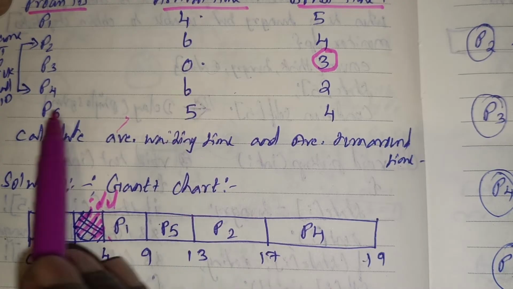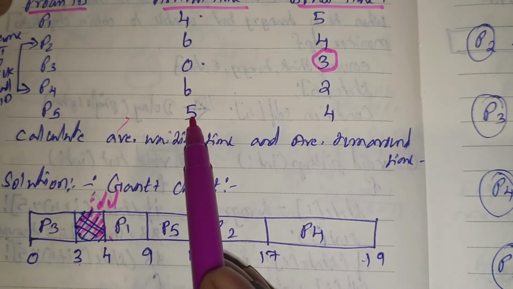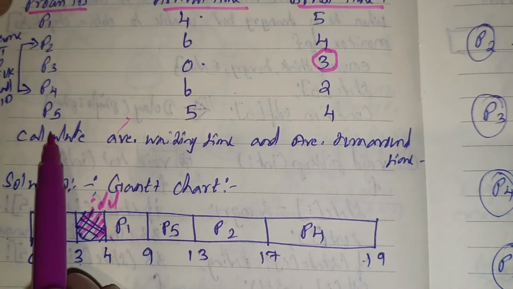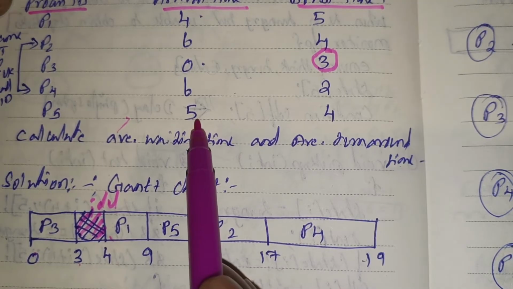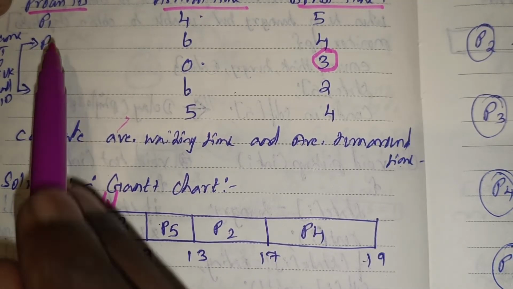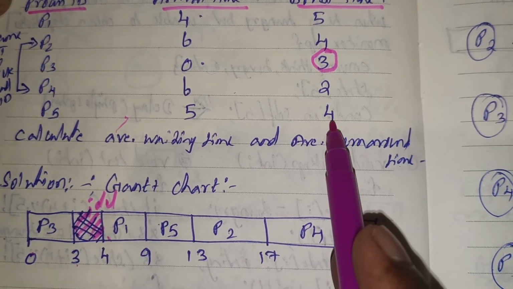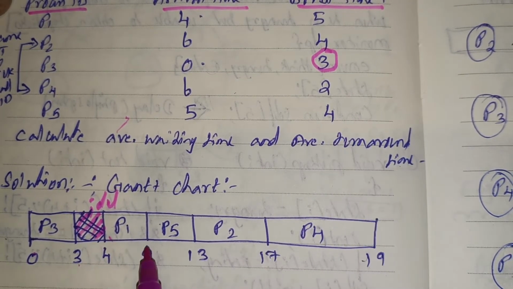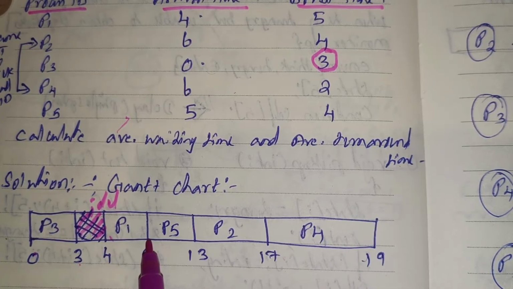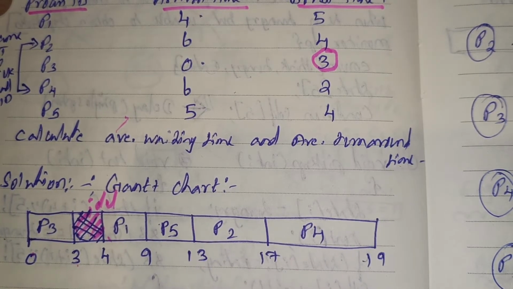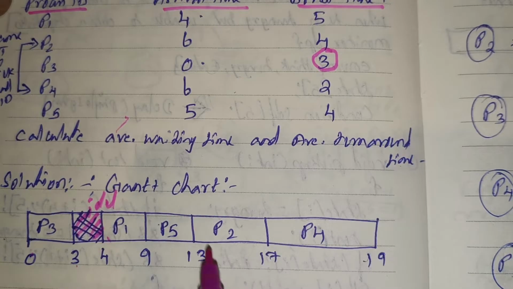The next processes coming inside: P2 arrival time is 6, P4 arrival time is 6, and P5 arrival time is 5. So comparing all the processes, P5 arrival time is much earlier than P2 and P4. So now P5 is getting inside. What is the burst time for P5? It is 4. So it starts exactly at 9, and 9 plus 4 is 13. I hope you understood, right.